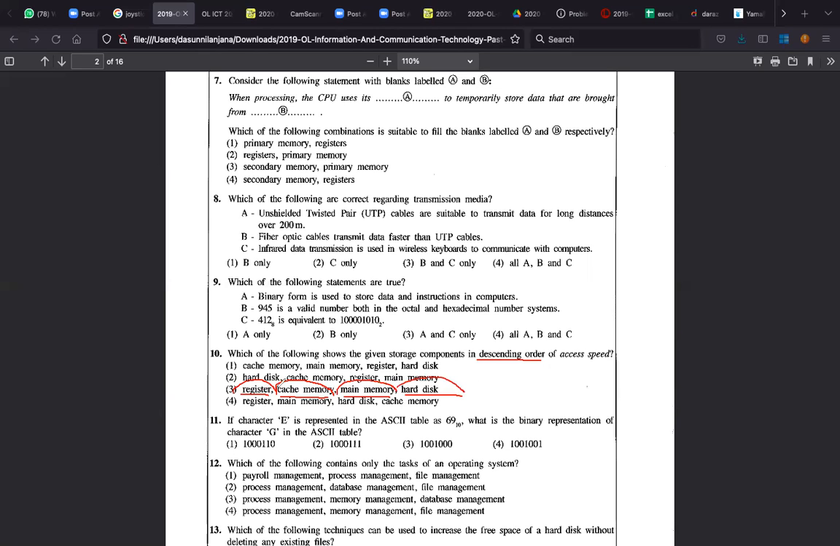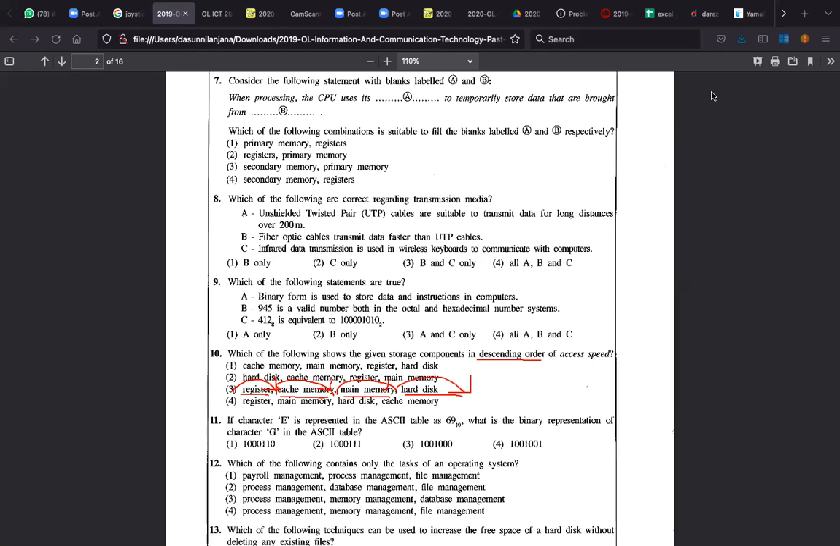So that is the order, descending order of speed. You have to think which is closer to the processor and which is away from the processor. Closer to the processor are registers and cache. Then main memory is detached, it's somewhere, and after that only the hard disk comes.